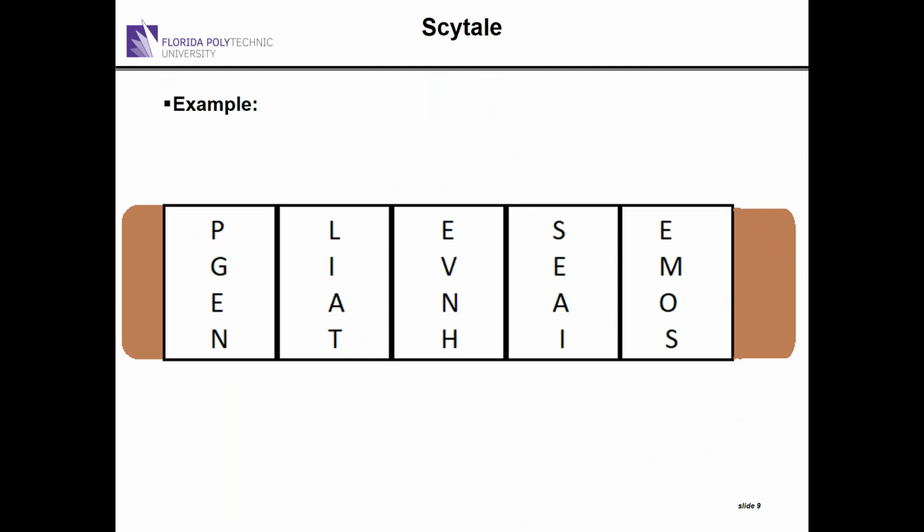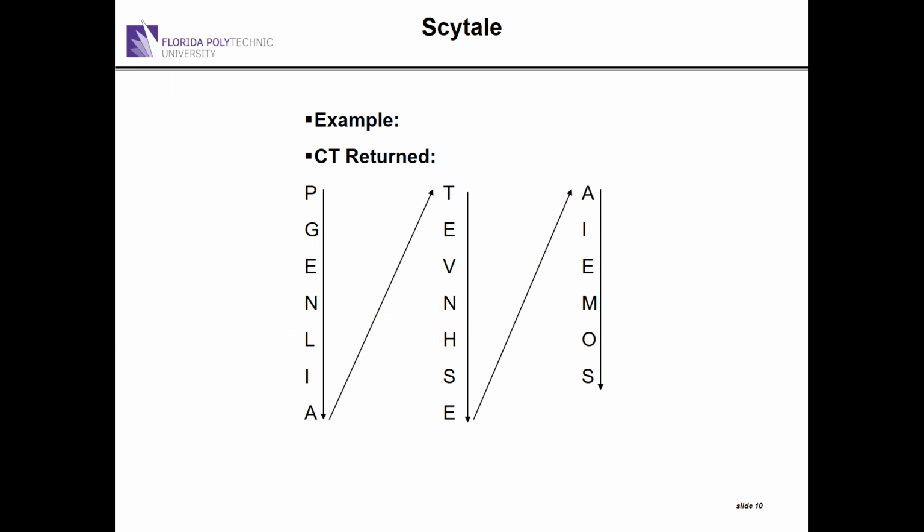Let's try a quick example. Shown here is a message written in Scytale format, still wrapped around the rod. The plaintext reads, "Please give me an A on this." When we unwrap the message, we are given the scrambled characters used in the message. From top down, the material will read PGE, NLI, ATE, VN, and so on and so forth. Essentially meaningless text to someone who might intercept this message.